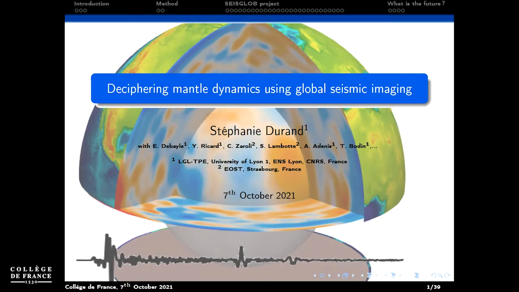I gave this very broad title, Deciphering Mantle Dynamics using global seismic imaging, but that's maybe too ambitious, but maybe we can rephrase it as: how can global seismic tomography be understood thanks to geodynamic modeling.